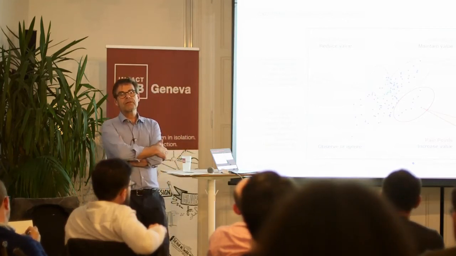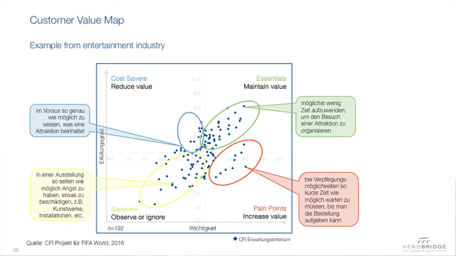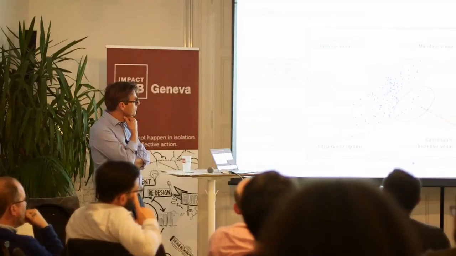Can you maybe clarify what each point represents? Each point is a value metric or an outcome. So there are about 100 of these value metrics on this graph. And this was done with 192 users or people, and it was done for the FIFA Museum.